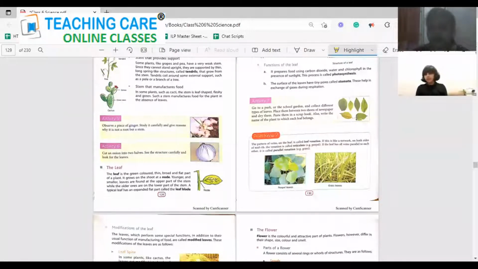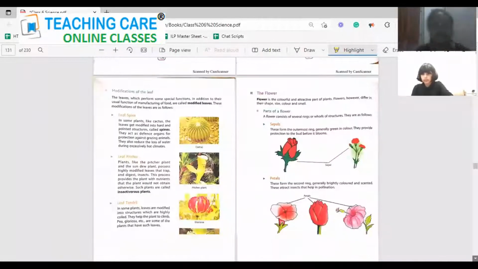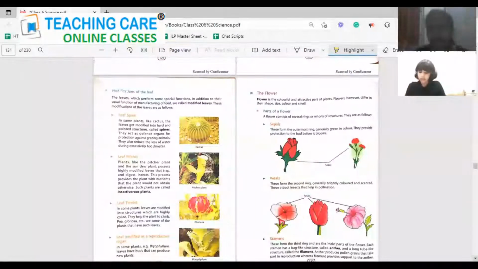Okay, ma'am. Next we'll move on to how the leaves are modified. First one is leaf spine. Some plants like cactus, the leaves are modified as spines. Why is it modified? Because it acts as a defense organ to protect it from the grazing animals, so that there is no extensive loss of water in the desert. In order to avoid that, and also to protect it from the grazing animals.